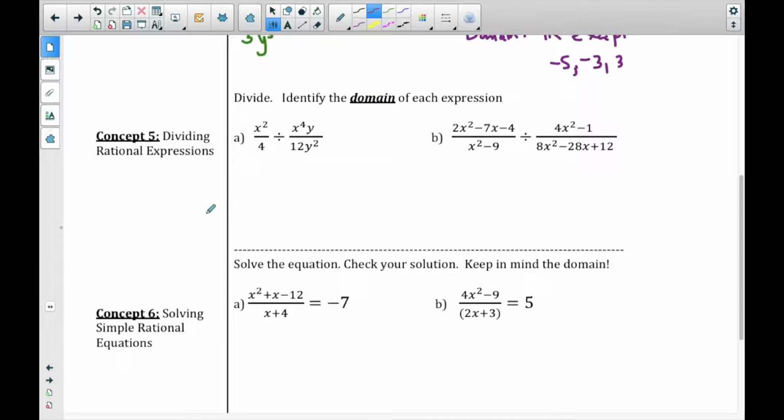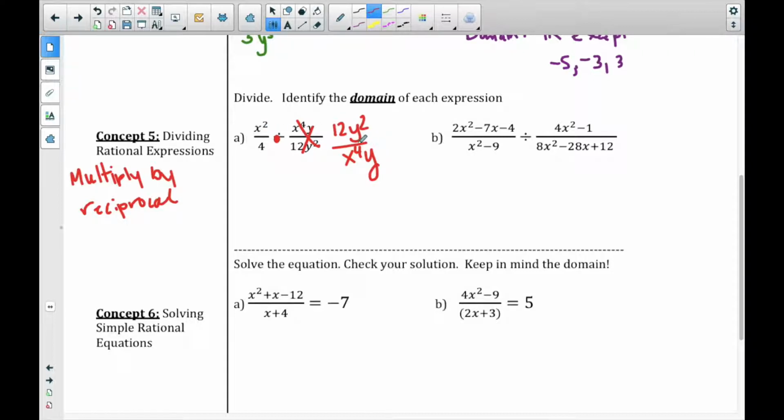Do you remember how to divide fractions? Some teachers use this phrase, keep, change, flip. So maybe you've heard that phrase before, keep, change, flip. Some teachers use the phrase multiply by the reciprocal. So when we have a division with fractions, we multiply by the reciprocal. So I need to basically change this to a times sign and then flip this over. So I have this instead.